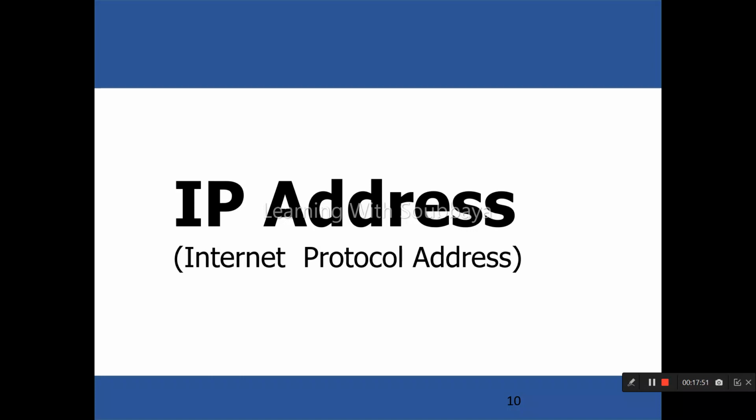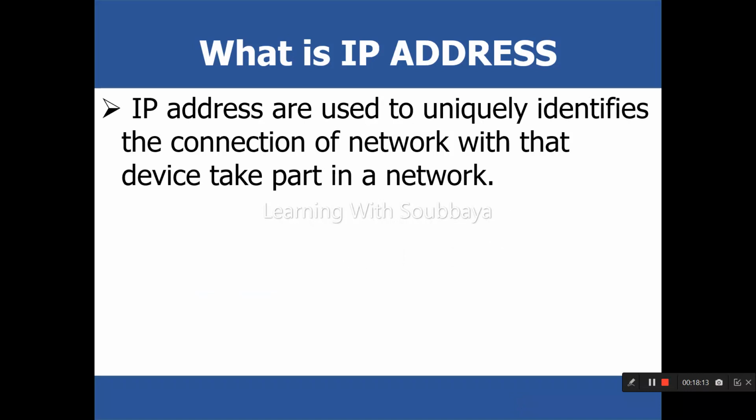Okay, that's identifying the device using the MAC address. Now, I want to identify the network where the device belongs to. That's what we go for the IP address. The IP address is used to uniquely identify the connection of the network that the device takes part in. Identifying the network where the device belongs to comes under the IP address.